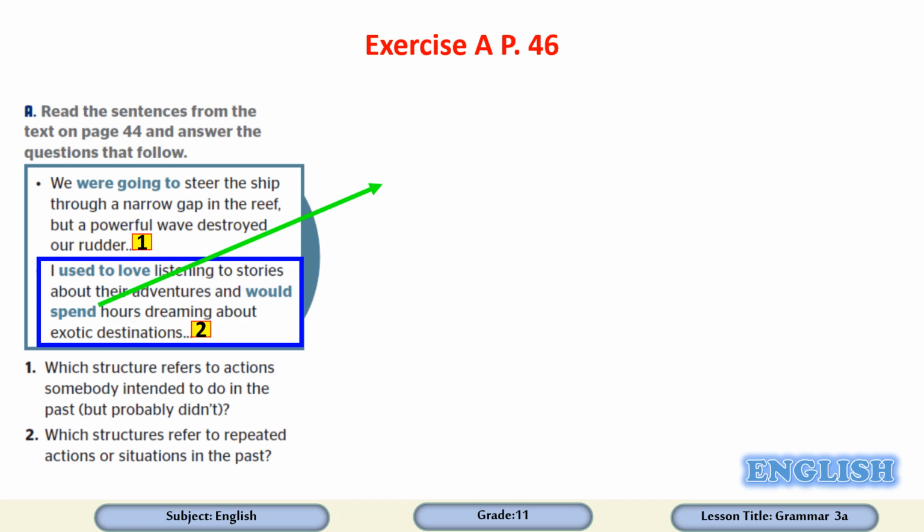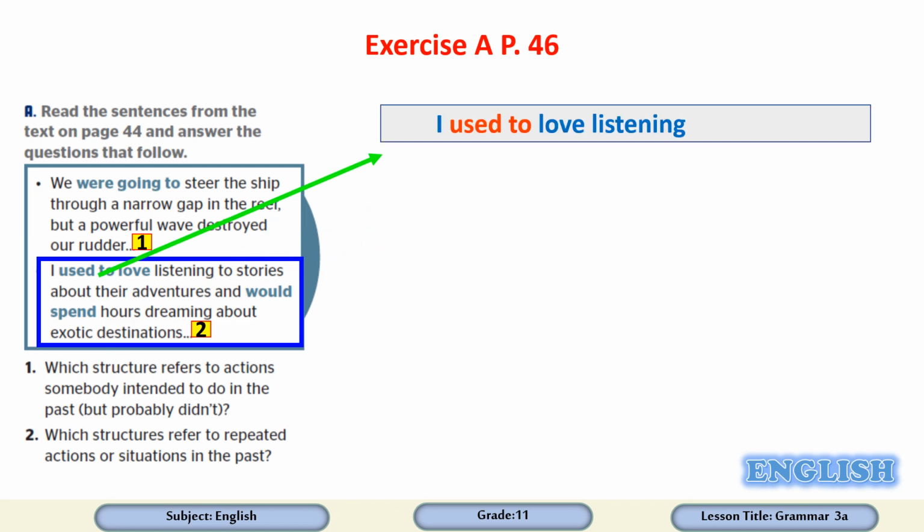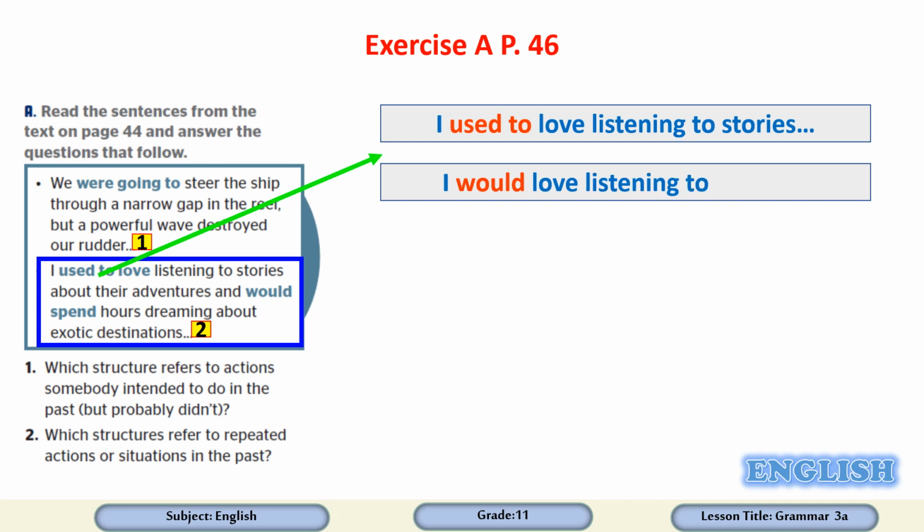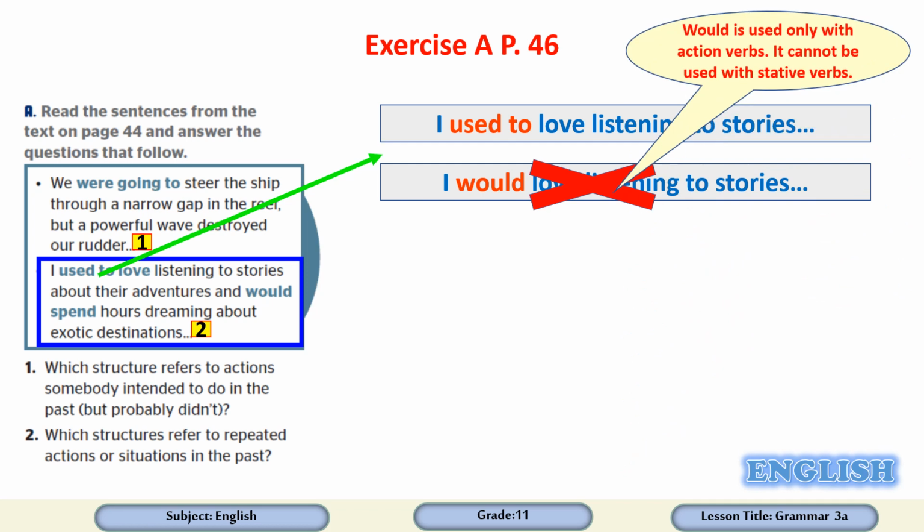Let's look at the sentence again. I used to love listening to stories. Can we write the sentence using would? Can we replace used to with would here? Very good. We cannot. Why? Yes, because would is only used with action verbs. It cannot be used with stative verbs. And here the verb love is a stative verb.